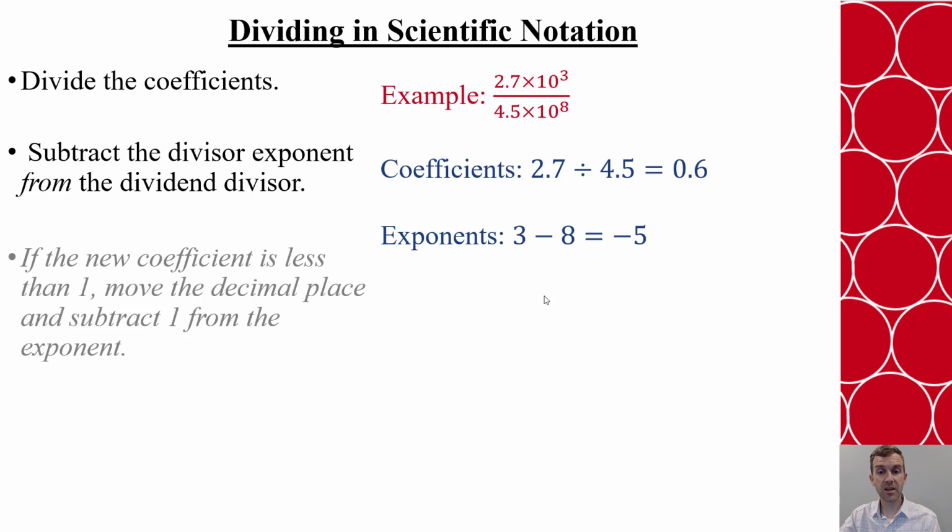And then 3 minus 8 gives me negative 5. So I have an exponent that's a negative 5. So if I take those two parts and write in scientific notation, I have 6/10 times 10 to the negative 5th. The problem is I'm not in scientific notation. I need to move this decimal 1 place to the right, and that'll give me 6 times 10 to the negative 6.